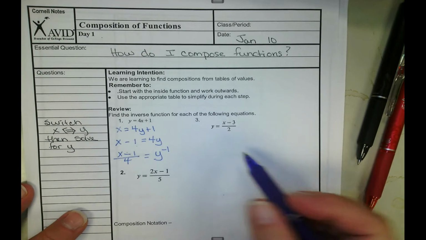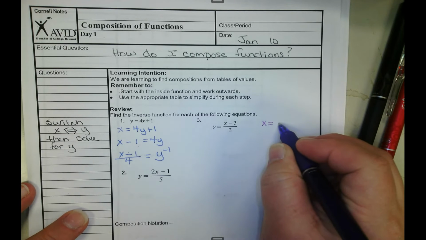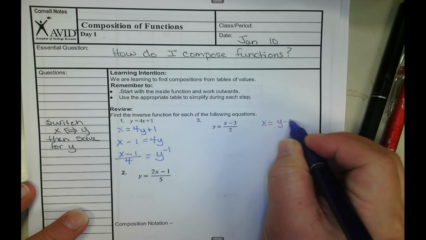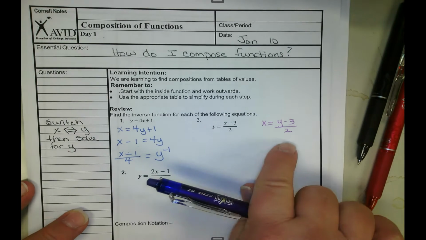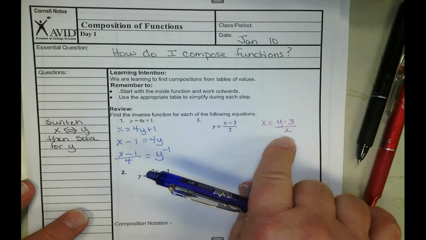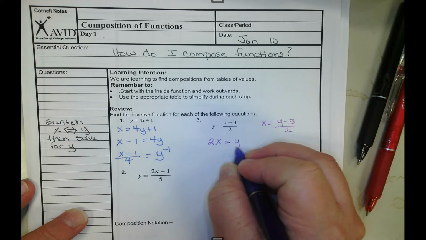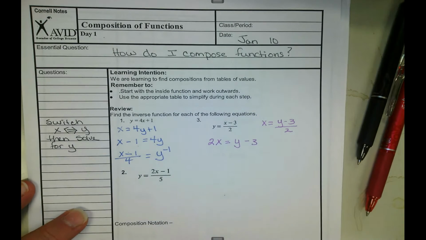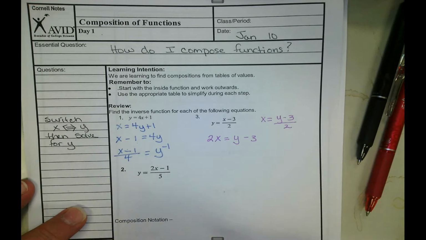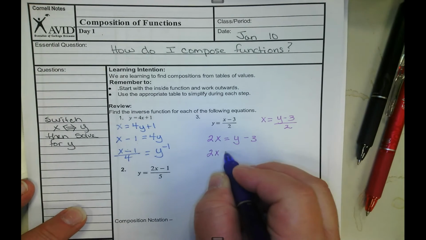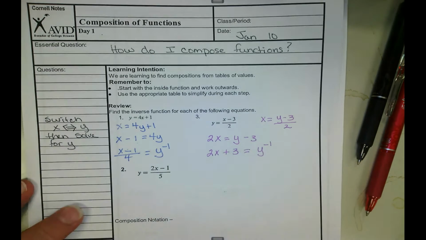we're switching them around, so you would end up with x is equal to (y minus 3) over 2. So let's think this out. I've divided by 2. The opposite is multiplying by 2. 2x is equal to y minus 3. I've subtracted 3. The opposite is to add 3. 2x plus 3 is equal to my y inverse.